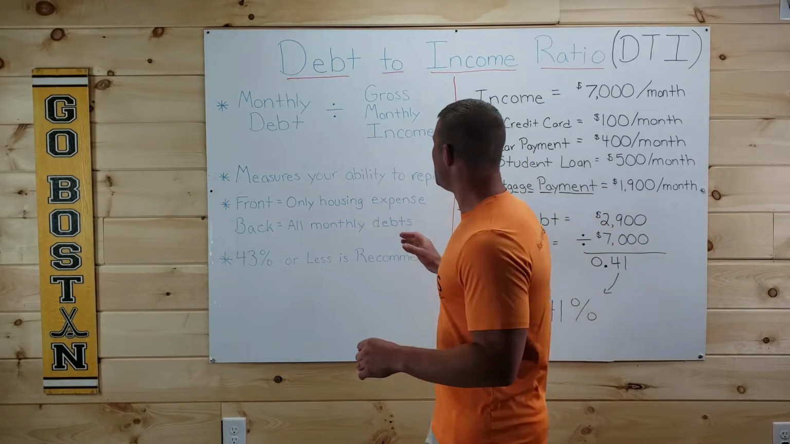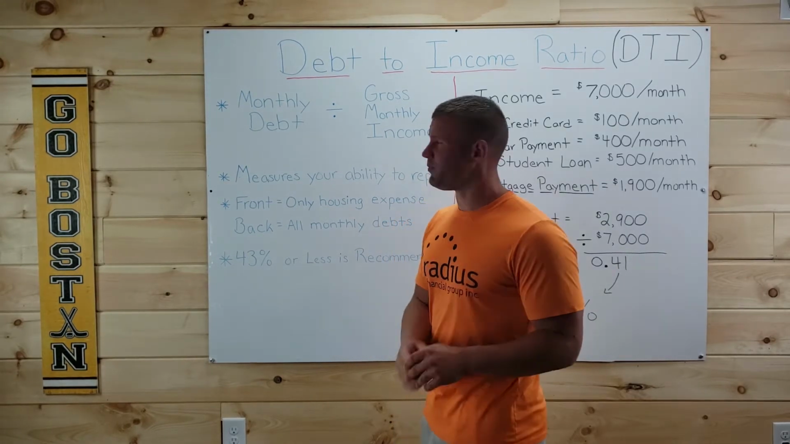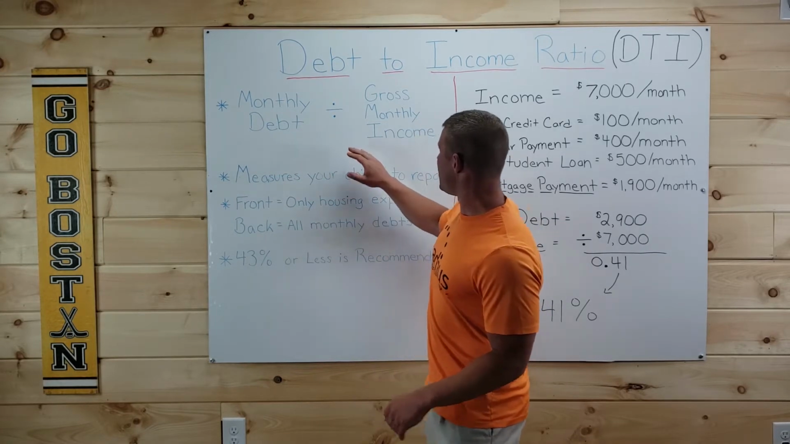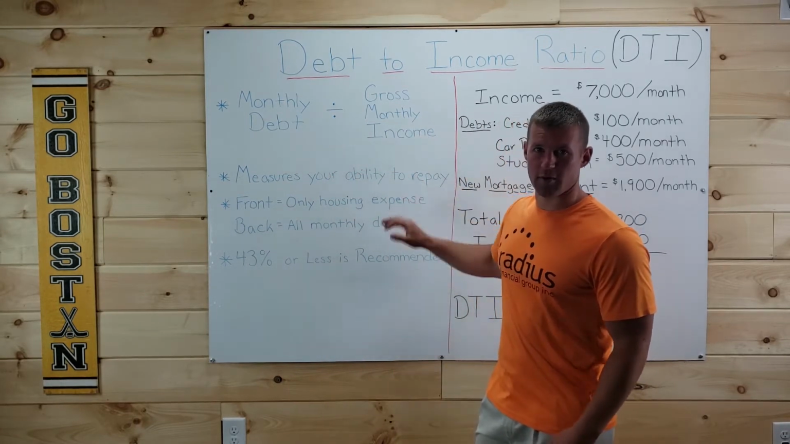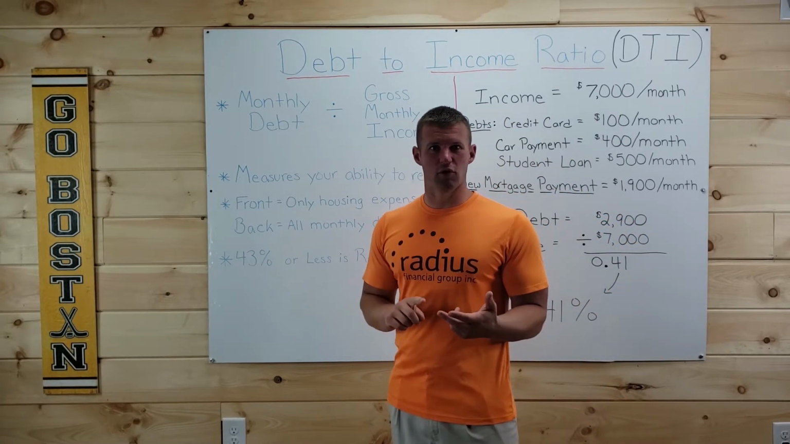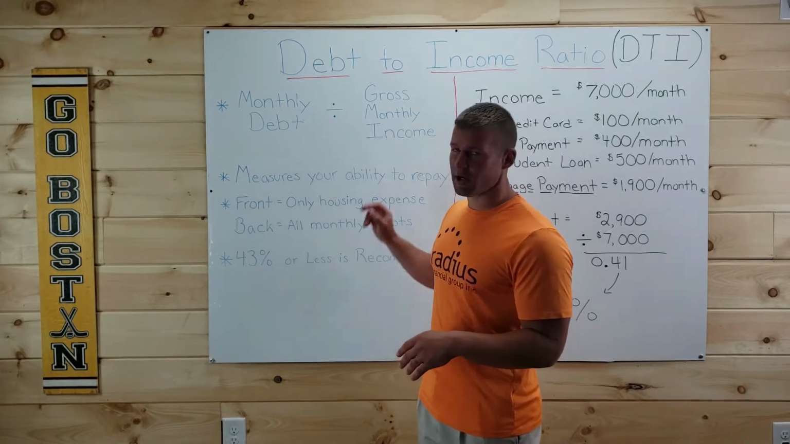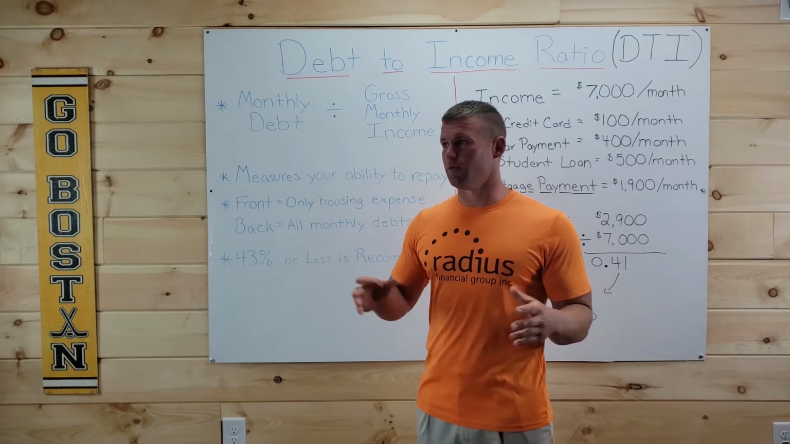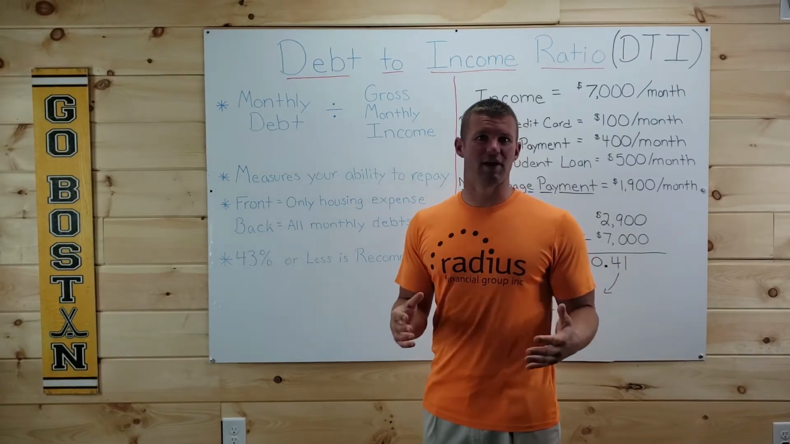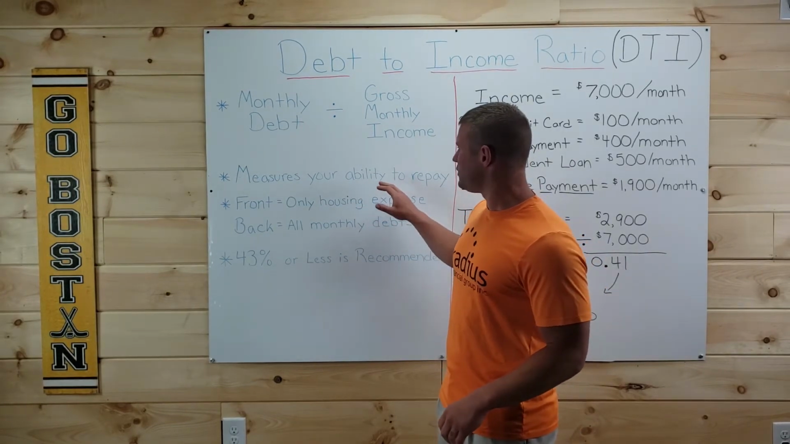Essentially, it's calculated on a monthly term, not on an annual term. So your debt to income ratio is essentially your monthly debt divided by your gross monthly income. So you take all your debt, credit card bills, student loans, car payments, mortgage payment, and then you divide that by your gross monthly income. So if you make $120,000 a year, your gross monthly income will be $10,000 a month. It measures your ability to repay.